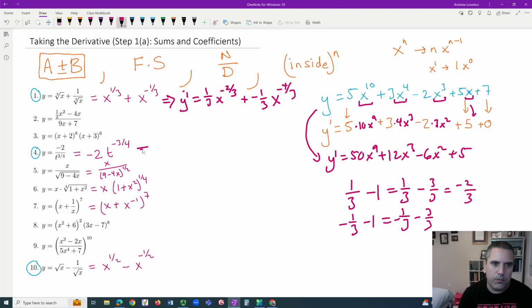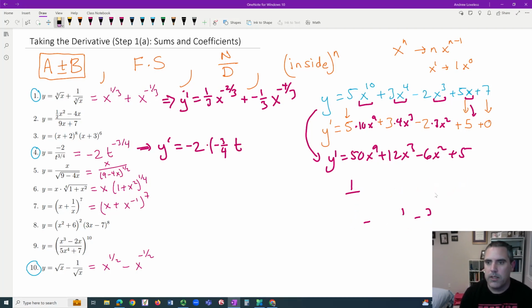This one right here, the coefficient's going to come along for the ride. So y prime is going to be negative 2. And you're going to bring down the exponent, which is negative 3/4. Put the parentheses there so it didn't look like I was subtracting. So I'm going to multiply. And then you're going to subtract. So let's play that game. We need to know what happens when we subtract 1 from negative 3/4, minus 1. That's going to be negative 3/4 minus 4/4. So it's going to be negative 7/4. That one's done.